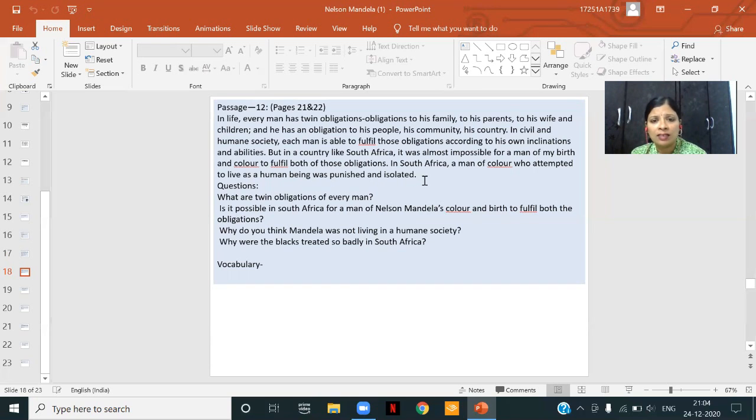So Nelson Mandela says, every human being has a right to fulfill these two obligations, but in South Africa, it was impossible for us to fulfill these obligations because we were not given our natural rights. All right. And whoever wanted to fulfill these obligations, we were punished and isolated, we were separated from our families, and we were tortured. And we were not given the right to fulfill our obligations.